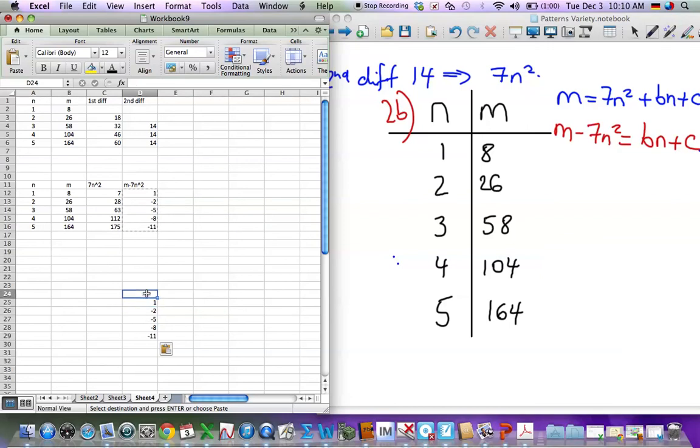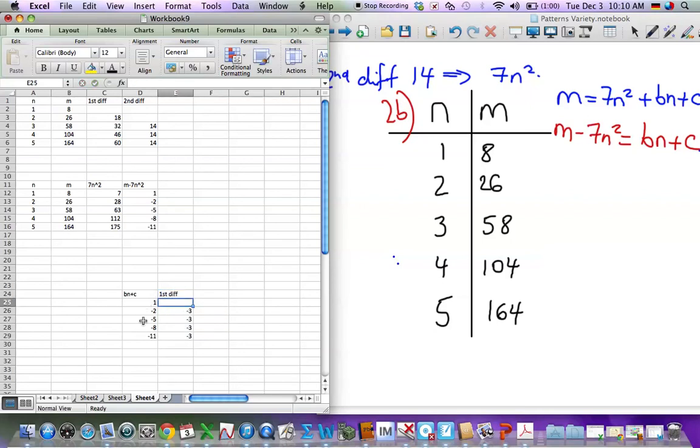Now, this is bn plus c. That's the bit that's left over. That's the formula, this bit that I'm looking for. So I've got to find the formula for these. Now, to find the formula for these, well, I start the same way. I find my differences, so equals this minus this. The first differences were already constant.